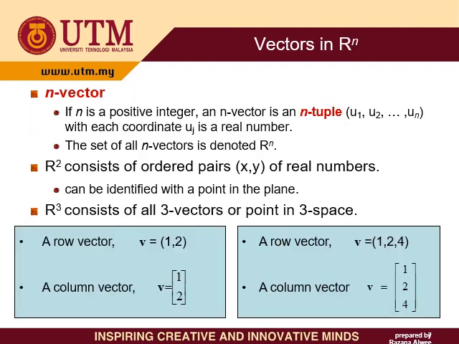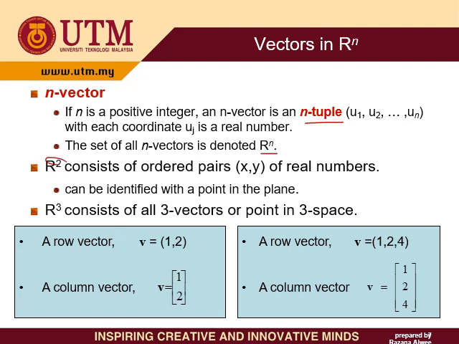n-vector. If n is a positive integer, an n-vector is an n-tuple (u1, u2, ..., un), with each coordinate a real number. So the set of n-vectors is denoted as Rn.